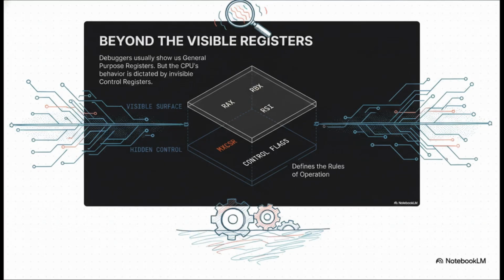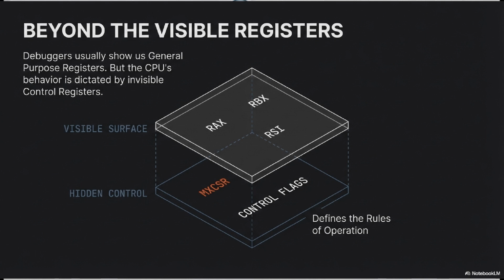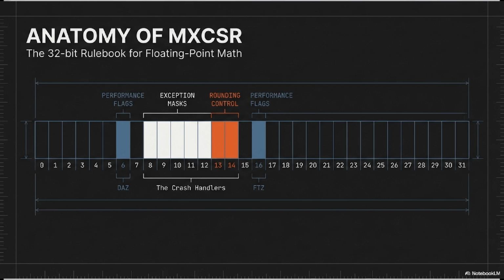You know, when you fire up a debugger, you're usually looking at the general-purpose registers, right? The RAX, the RBX, the stuff on the surface. But that's not the whole story. Underneath all that, there's this hidden layer of control registers, and these are the things that dictate how the CPU actually behaves. This is exactly where our ghost is hiding. And right at the heart of this whole mystery is one specific 32-bit register.